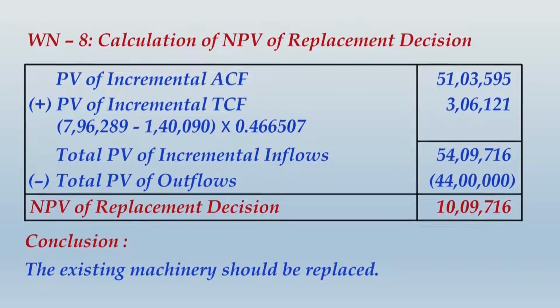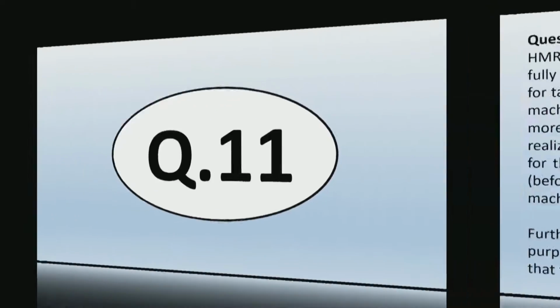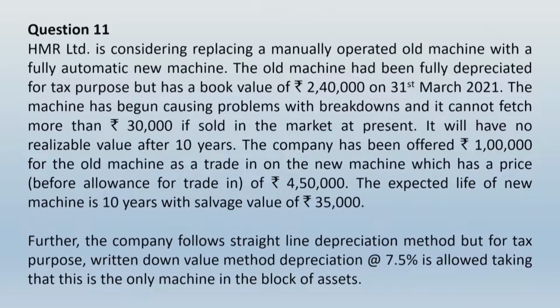Alright friends, once you have completed writing this entire solution, let us move ahead and take up the next question, that will be question number 11. Let us read this question. HMR Limited is considering replacing a manually operated old machine with a fully automatic new machine. The old machine had been fully depreciated for tax purposes but has a book value of rupees 2,40,000 on 31st March 2021. The machine has begun causing problems with breakdowns, and it cannot fetch more than rupees 30,000 if sold in the market at present.